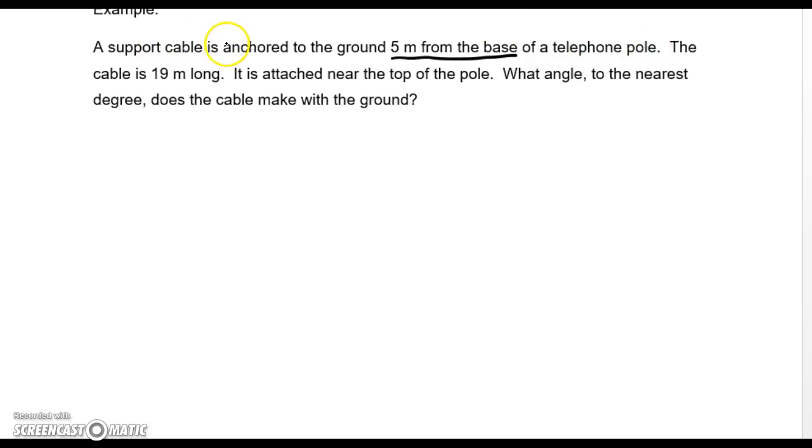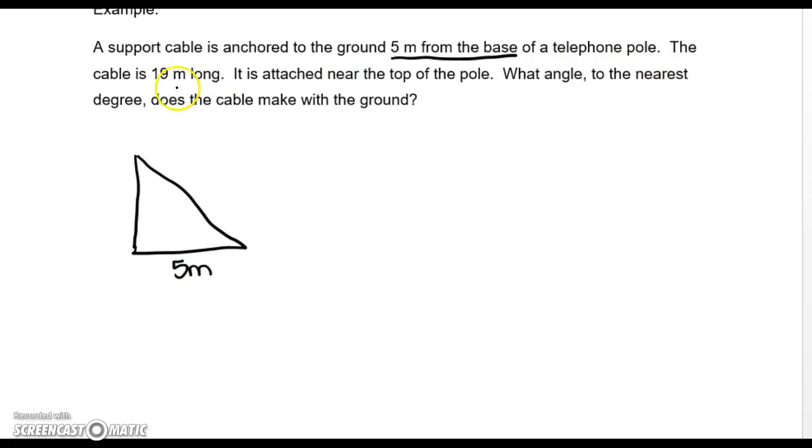Then we have a support cable that's anchored to the ground. So here's my beautiful telephone pole. Then we've got this support wire that connects from the top and goes all the way down to the bottom. And here is the ground. We know that the support cable is 5 meters from the base, so 5 meters from the bottom of the telephone pole. That's this horizontal distance here, so we can label that as 5 meters.